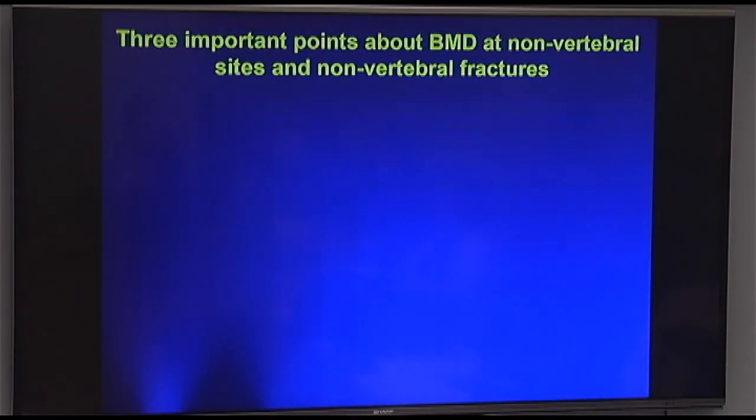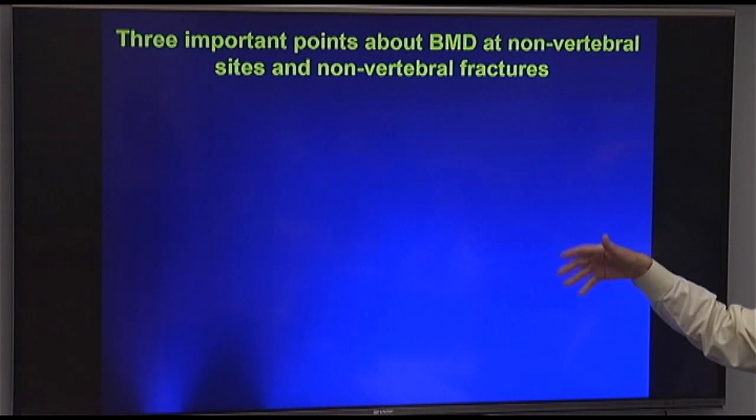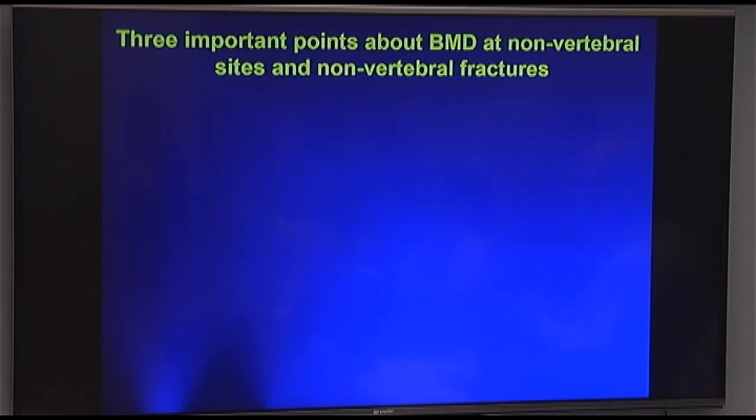Okay, 3 important points about bone density at non-vertebral sites and non-vertebral fractures. By the way, Noel, this looks good today. Did you do something? No, you didn't work hard to fix this? Anyway, thank you. It's fixed itself.